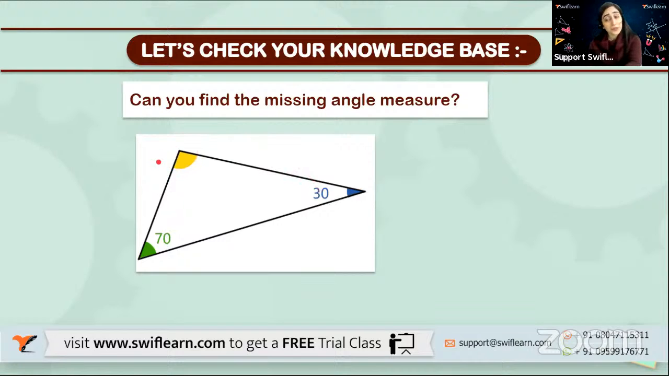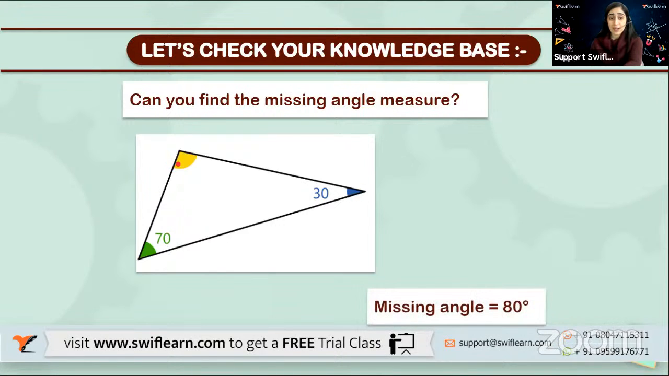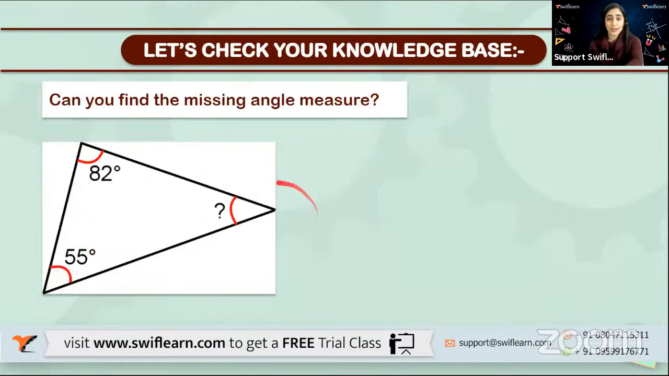But I know the property of the triangle that the sum of all the angles of a triangle is 180 degrees, right? So 70 plus 30 plus, let it be the angle X. So what is the value? 70 plus 30 comes out to be 100. 180 minus 100. So what is it? 80. Well done. Good.